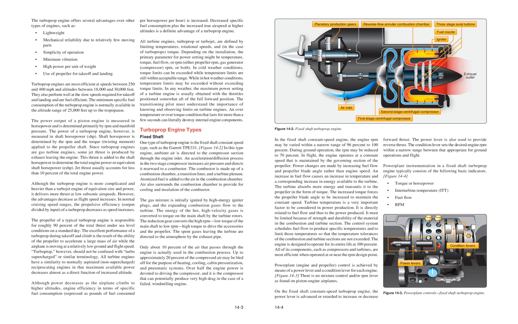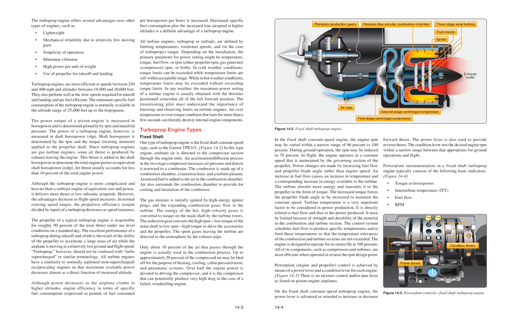All turbine engines have a similarity to normally aspirated, non-supercharged, reciprocating engines in that maximum available power decreases almost as a direct function of increased altitude. Although power decreases as the airplane climbs to higher altitudes, engine efficiency in terms of specific fuel consumption, expressed as pounds of fuel consumed per horsepower per hour, is increased. Decreased specific fuel consumption plus the increased true airspeed at higher altitudes is a definite advantage of a turboprop engine.